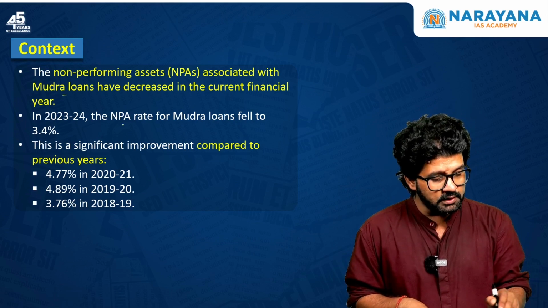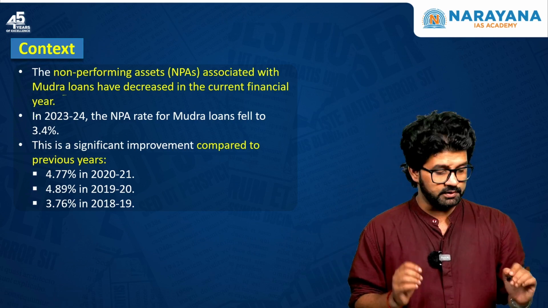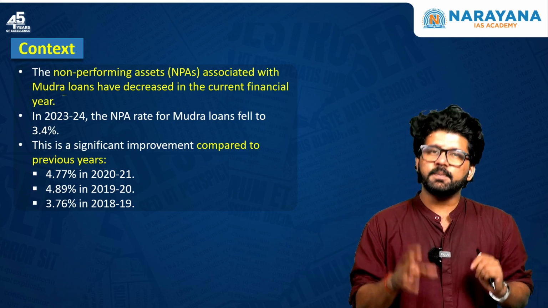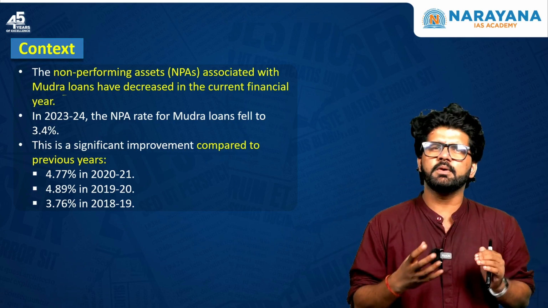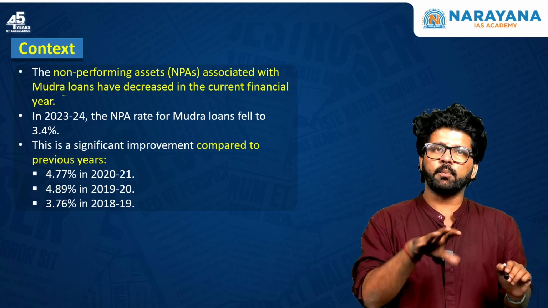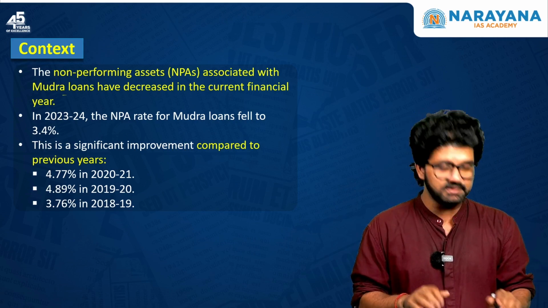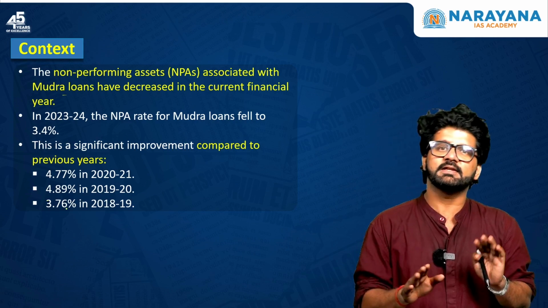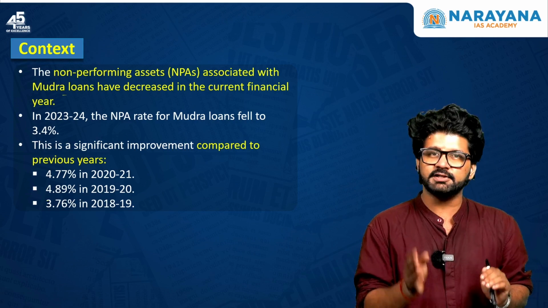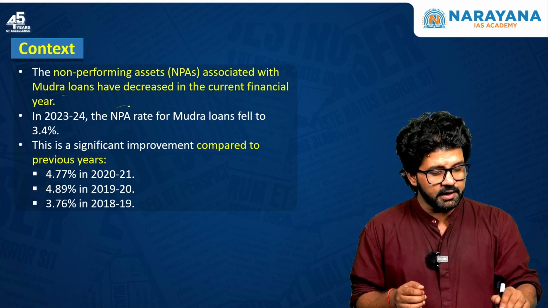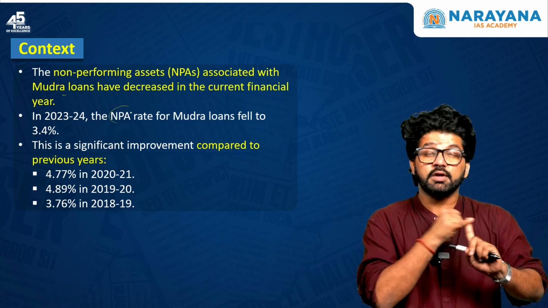So in 2023, the NPA rate was 3.4%. And you can have a look at the data, 4.77. Please remember this. I've seen many good people making this mistake. They read this as 4.77. This is not 77, this is 4.89%, 3.76%, rather than 76. Don't say that. After the decimal, you read it separately. So again, if you see the previous data, yes, the NPA rate, non-performing asset rate for Mudra loan rather, has reduced.